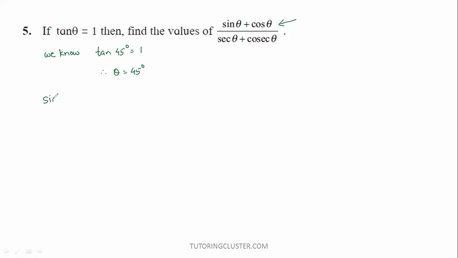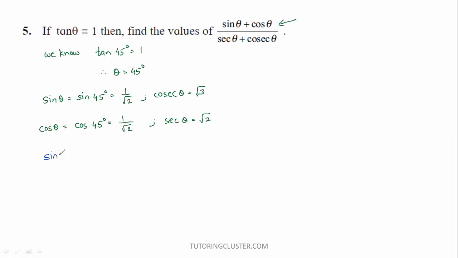Now check this. First is sin theta, which is equal to sin 45 degree. What is sin 45 degree? 1 upon root 2. Next, cos theta, which is equal to cos 45 degree, which is equal to 1 upon root 2. Next, what will be sec theta? Root 2. And what will be cosec theta? Root 2.